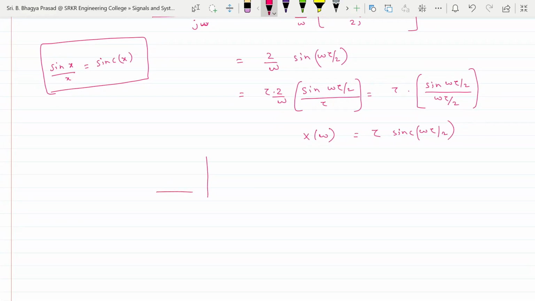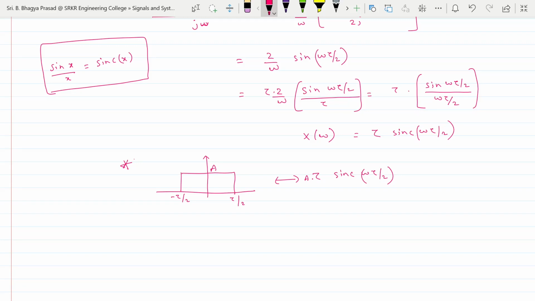So for a rectangular pulse having width tau, the Fourier transform will be tau sinc omega tau by 2. If the strength is 1, it is multiplied with just that strength 1. If there is a different strength, you can multiply with it like this. Okay, and this is an important transform: the Fourier transform of a rectangular pulse is a sinc function.